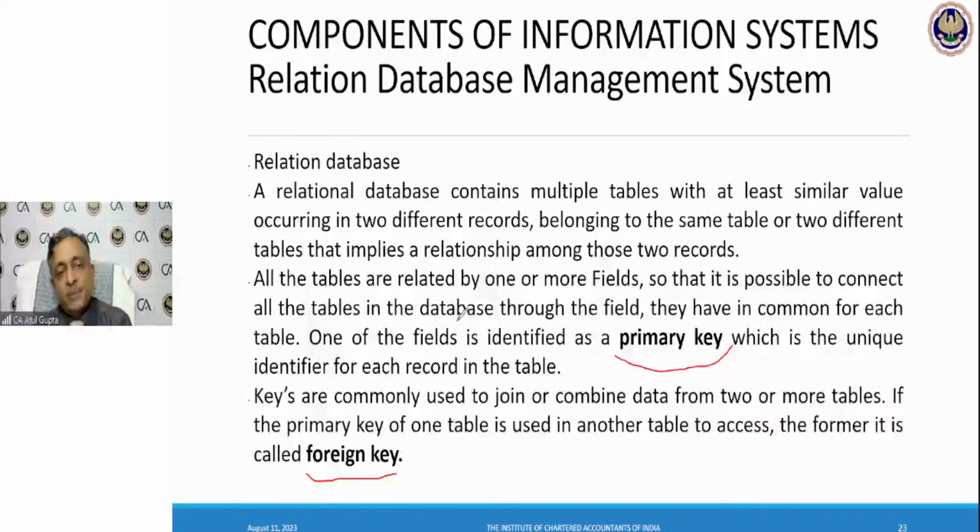In one table, that becomes a foreign key. Now, keys are commonly used to join or combine data from two or more tables. If the primary key of one table is used in another table, then in the latter it is the foreign key. Let us see the next one, and then we'll take a practical example on this.